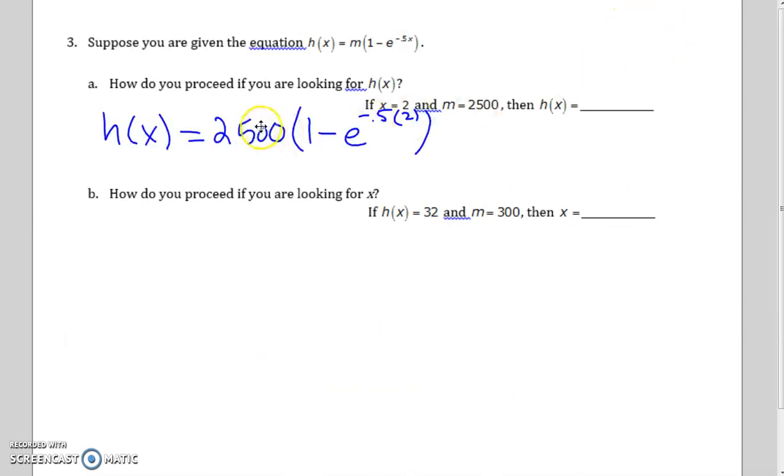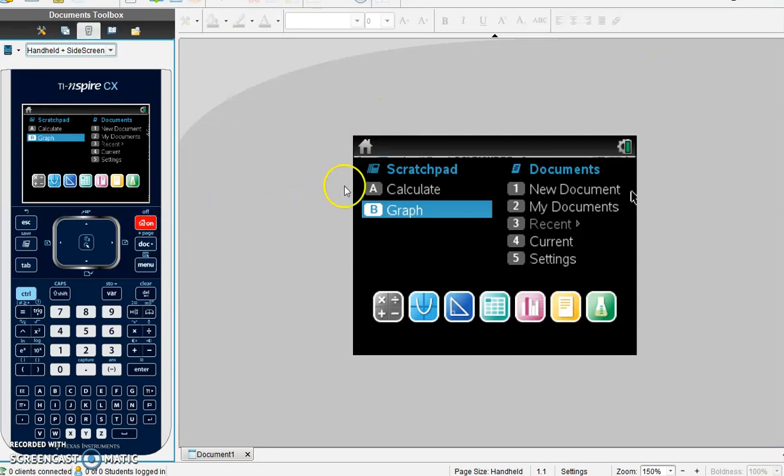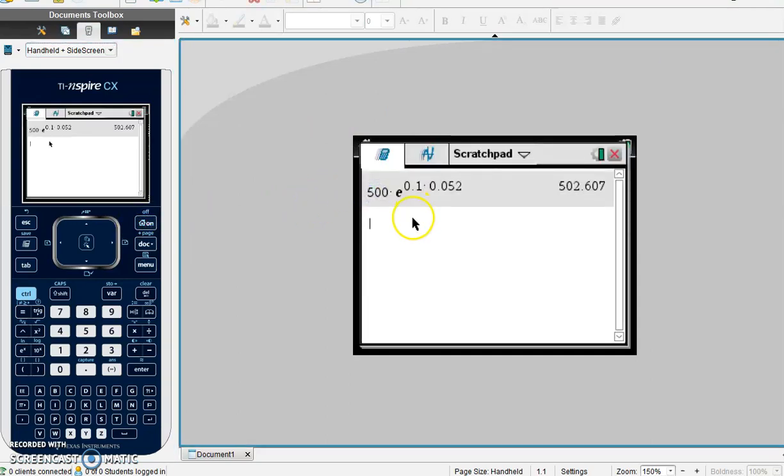Okay, so I've substituted all my values in. M is 2500 and X is 2. I'm going to go to my calculator. I'm going to hit the home screen again. And I'm going to go back to a calculate page. And I'm going to enter my information just like I substituted in.